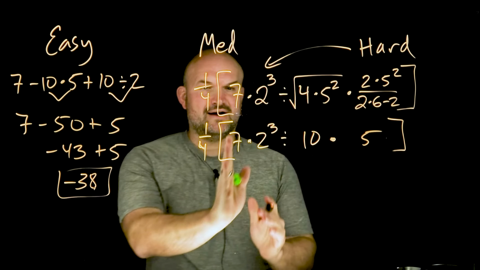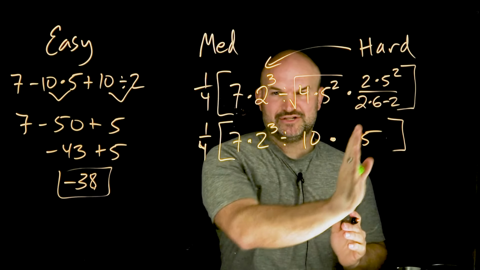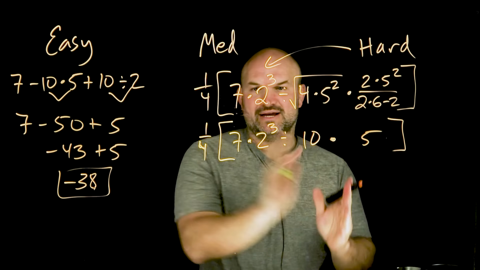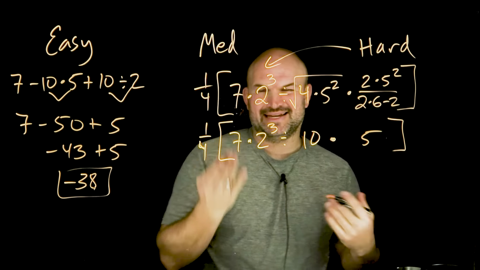All right, so now I have multiplication, division, multiplication. Again, work your way from left to right. Now this is technically going to be an 8. So I have a 1/4. So 2 cubed is going to be an 8. So 7 times 8 is going to be a 56. And then that's going to be divided by 10, and then times a 5.